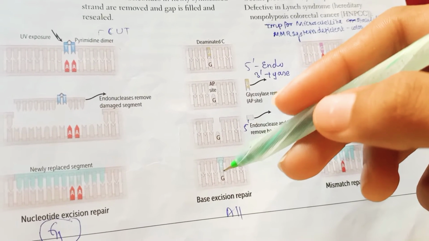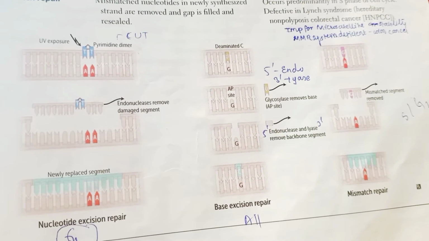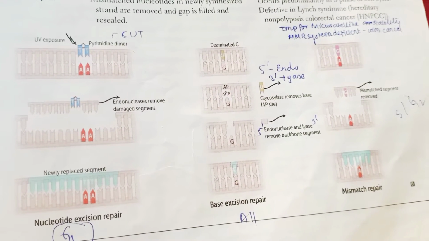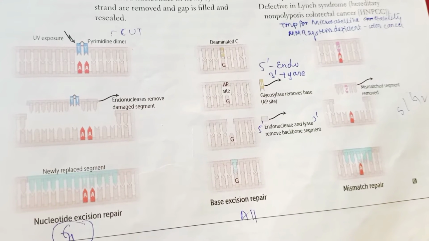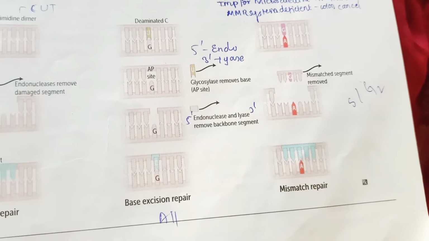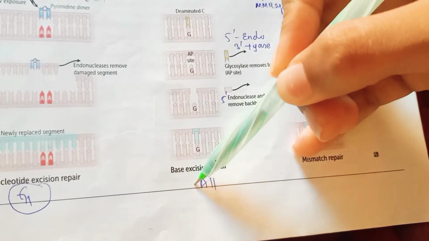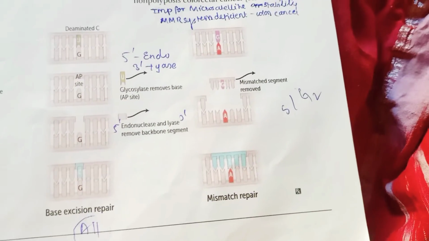So this new C is now added, and it is by polymerase beta. Especially here, polymerase beta fills the gap, and DNA ligase, as usual, will seal it. Now, one more thing: this base excision repair will occur in all phases of the cell cycle. Now coming to mismatch repair.